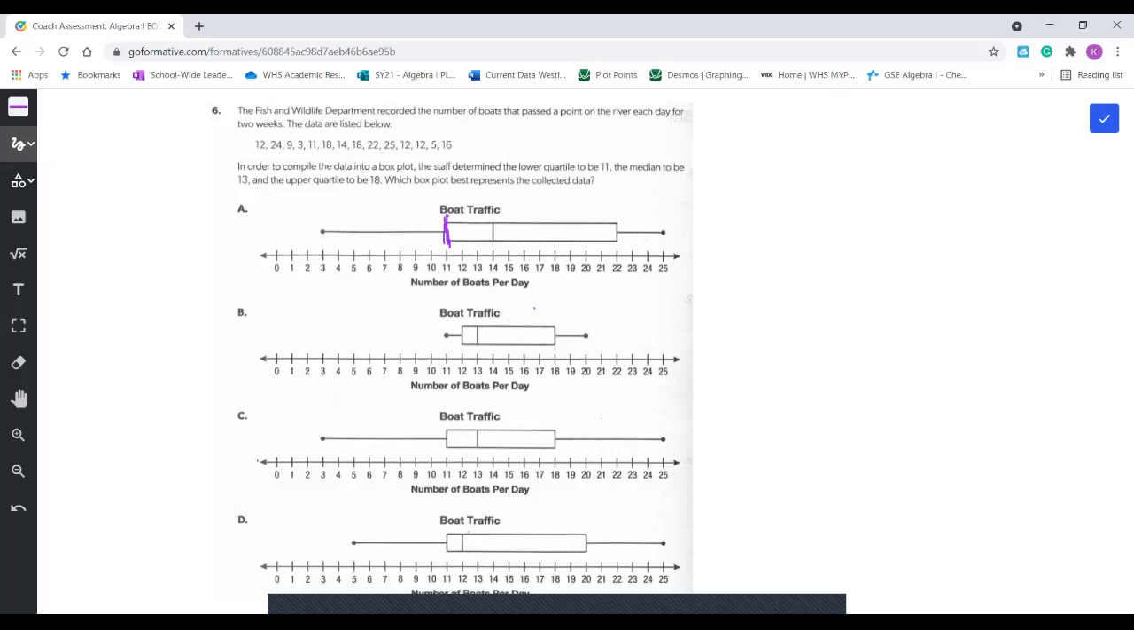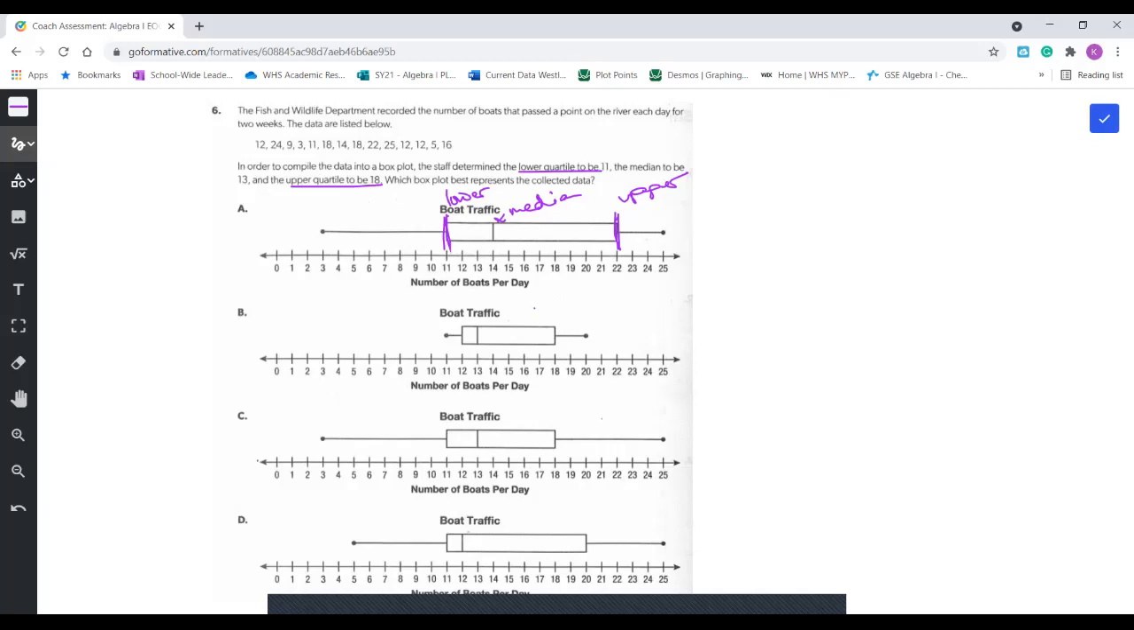This first line would be your lower quartile, upper quartile, and median. Let me write them. Lower, upper, and the median. Okay, so I'm looking for a line that sits at 11. I'm looking at a line that sits at 18. This one sits at 22 for the upper quartile. Look, upper quartile is 18, lower quartile is 11, and the median is at 13.